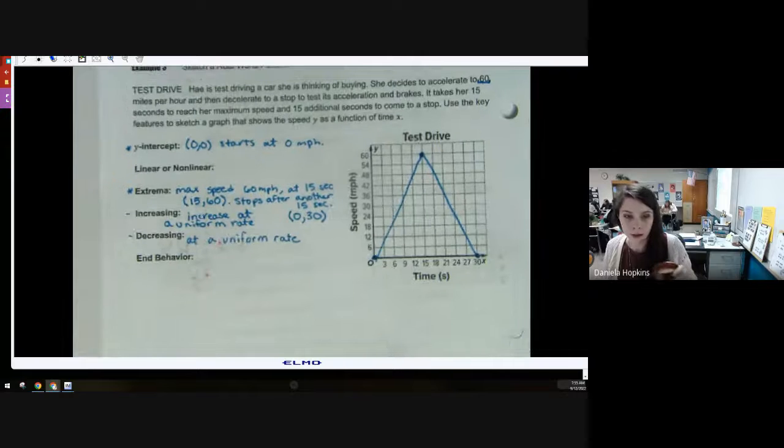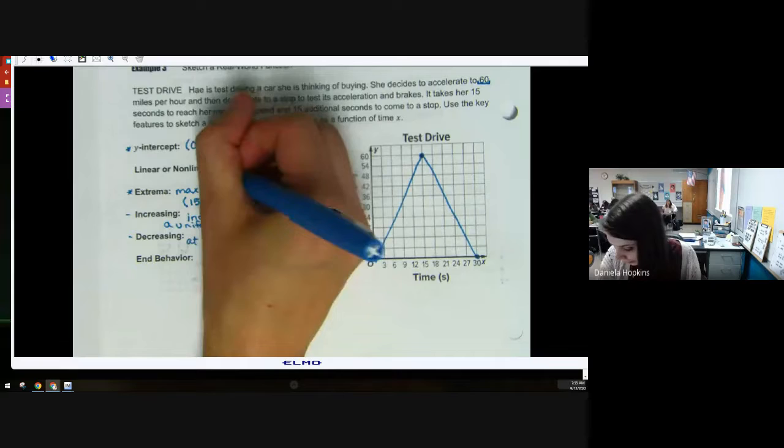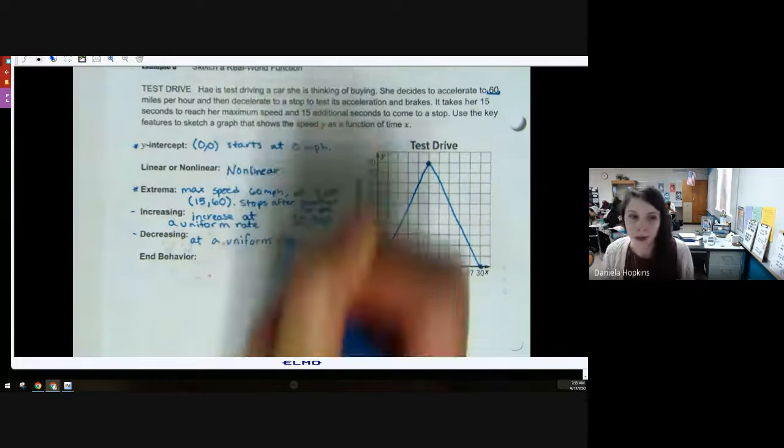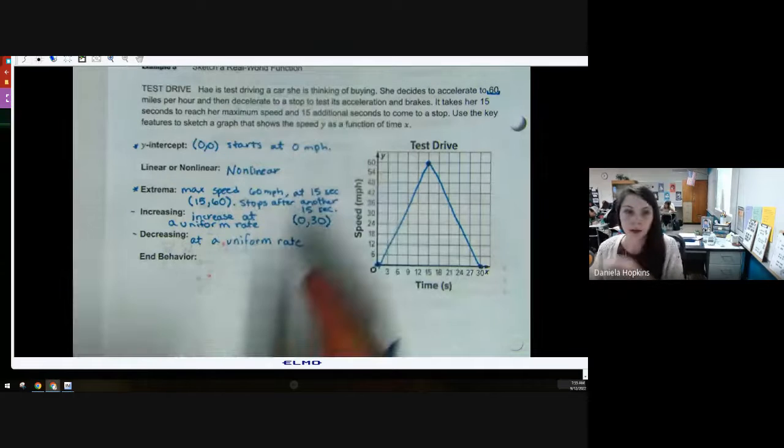Is this linear or nonlinear? It's nonlinear. Even though they're straight lines, it's not linear, because it's two different directions.